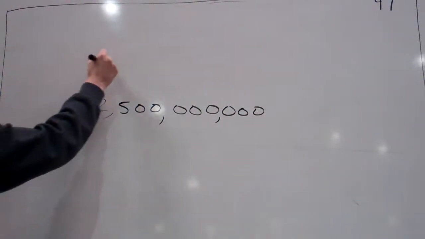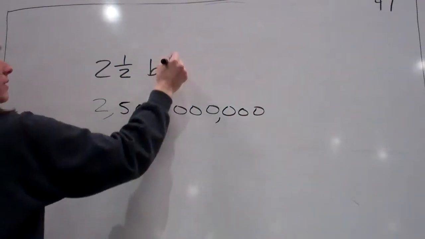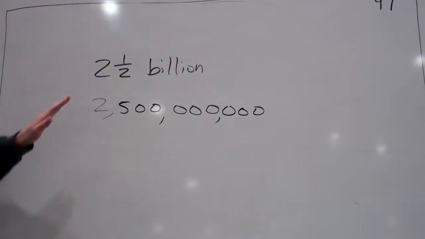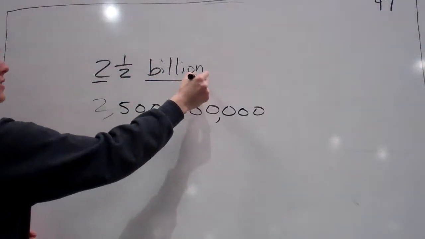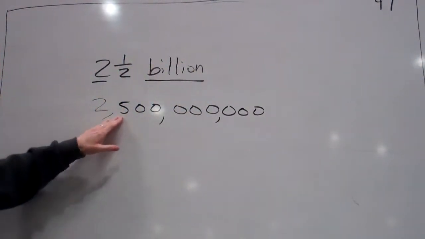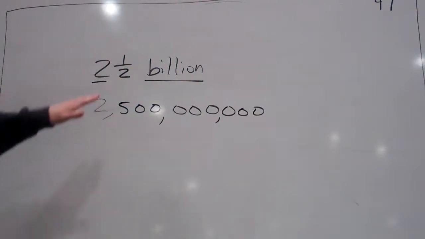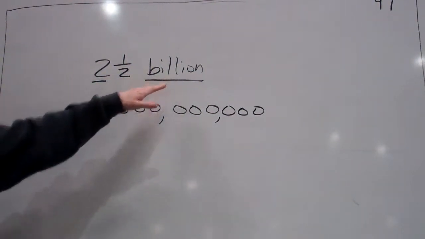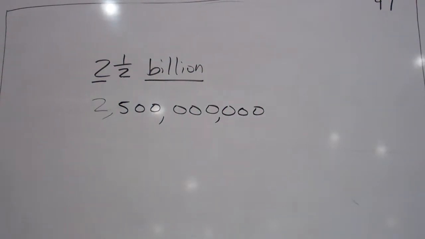Okay, so 2.5 billion. If it helps you to know that we're doing 2 billion, and then what is half of a billion? 500 million. Does everybody understand that? So that's where we get the 500. Half of a billion is 500 million. Everybody understand that? Okay, so when we write this, I want you to see what happens. Whenever they write this in exponential form, what it ends up looking like is this.